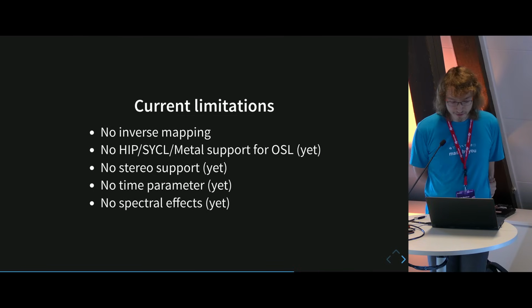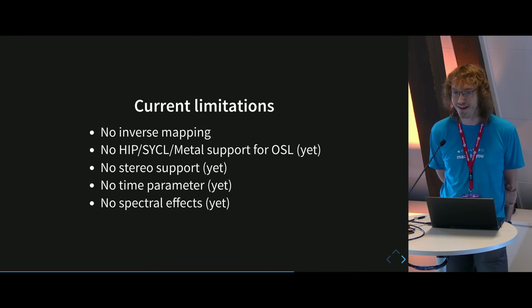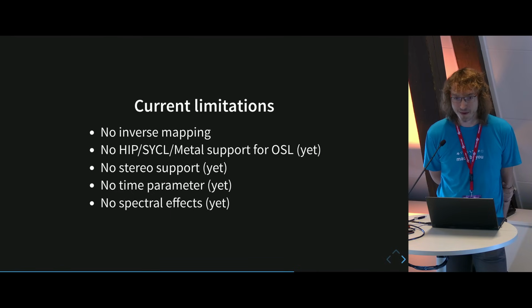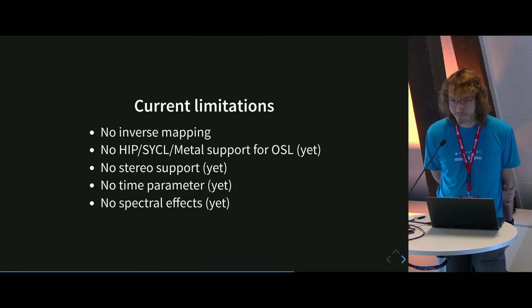And then the last one that might get some people very excited if I spell it out like this: no spectral effects yet. So spectral rendering in Cycles has always been this big dream. There's many reasons why it's not here yet, but there's one thing that's coming, hopefully soon, and that is dispersion support. I'm currently working on that. Pull request is open, not quite ready yet.